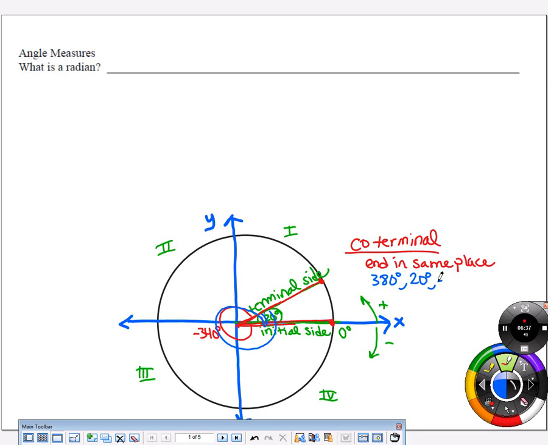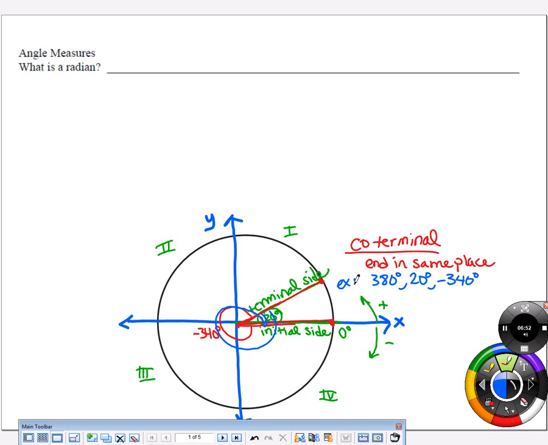So 380, 20, and negative 340 degrees would all be examples of coterminal angles because they all have the same initial and terminal side. But depending on which way you got there, you could call them a different measurement technically.